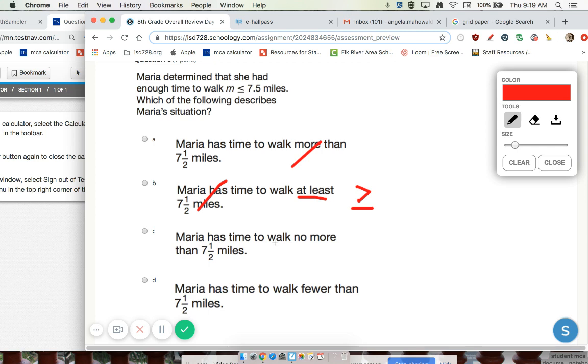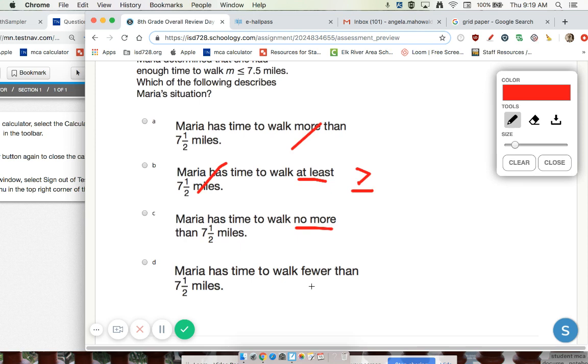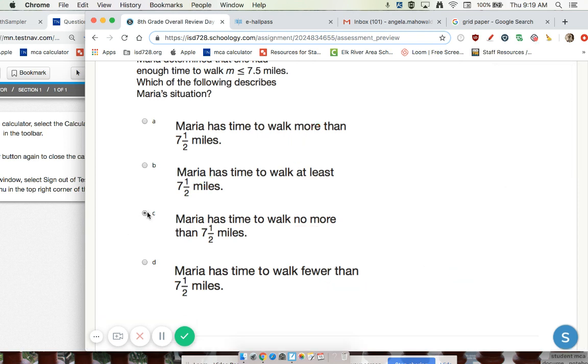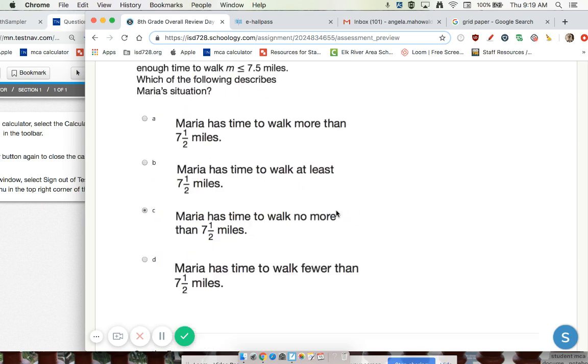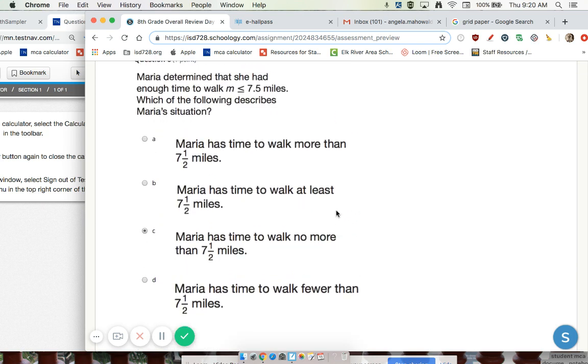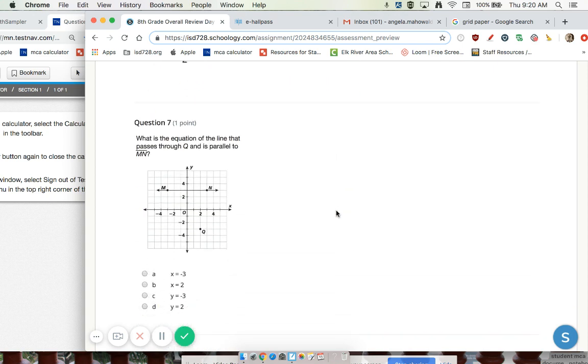Maria has time to walk no more than 7.5. Maria has to walk fewer than 7.5. No more means that you can equal it. Fewer than means you can't. So this would be like miles is strictly less than 7.5. So she can walk 7.5 miles. So we want it to equal. It would be no more than. And by the way, can we just take a minute to appreciate that she's walking that far? Holy cow.